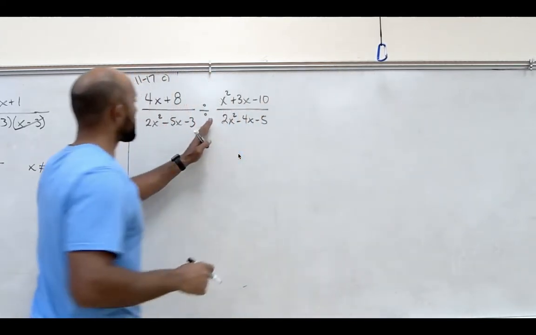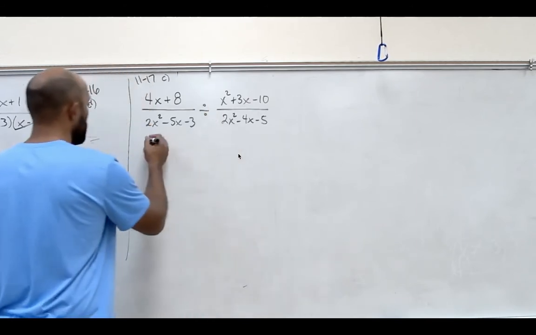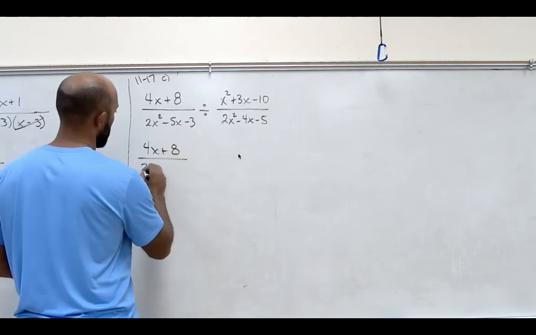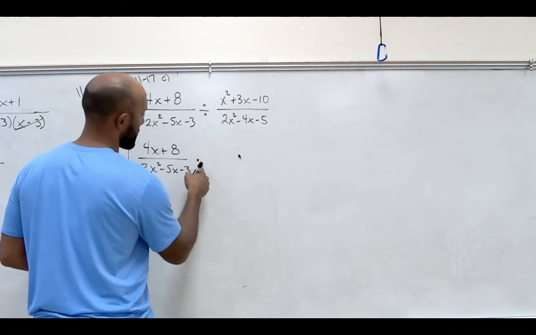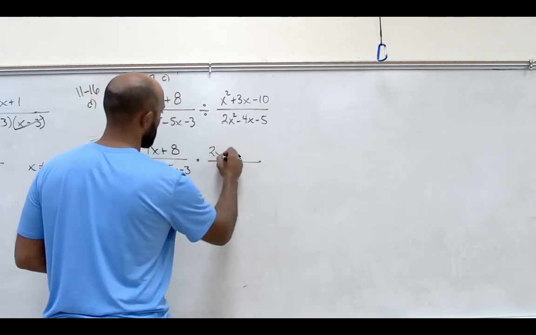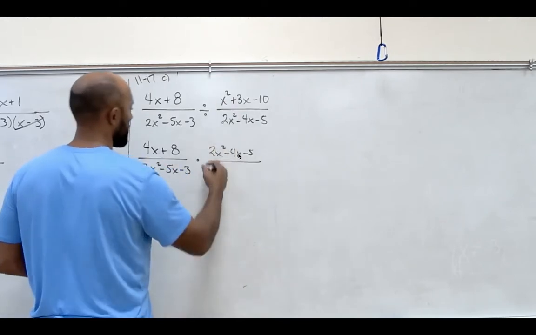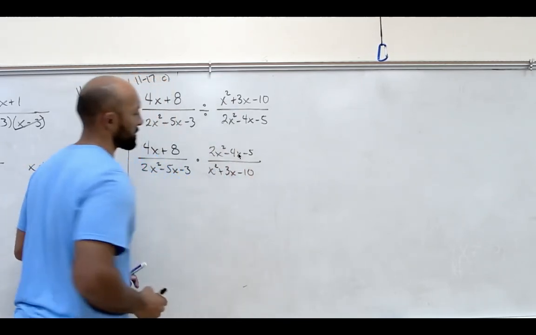All right, so first, division, right? So that means I'm going to have to flip. First one stays the same. This becomes multiplication. Now the 2x squared minus 4x minus 5 is on the numerator, and then the x squared plus 3x minus 10 is in the denominator.